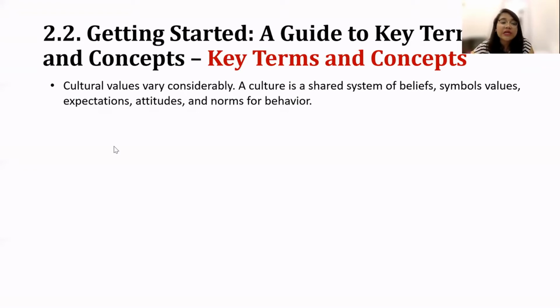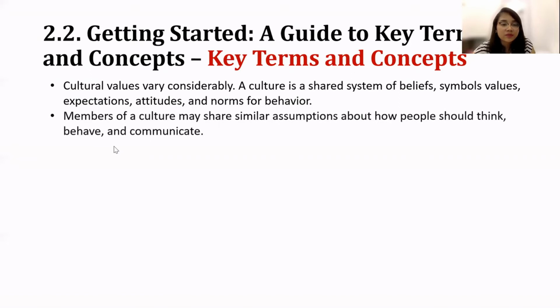Cultural values vary considerably. A culture is a shared system of beliefs, symbols, values, expectations, attitudes, and norms for behavior. So that's why different places have different cultures. They have different shared systems of beliefs. They have different symbols. They have different values, and that results in different expectations, especially what they expect when they are in a communication setting. And also they influence the behaviors of the speakers.